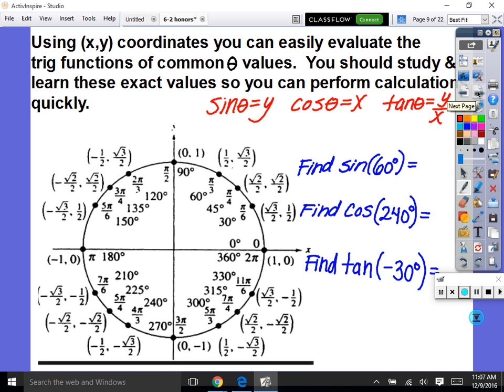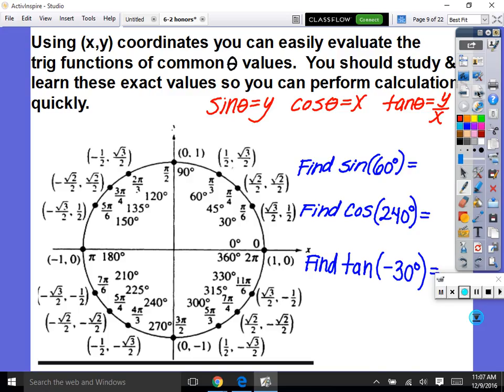Here is the unit circle. Using x, y coordinates, you can easily evaluate trig functions of common angle values. You should study and learn these exact values so you can perform calculations quickly. You're going to have this unit circle memorized, but I'm going to give you a trick to fill it out. Really, once you know quadrant 1, you know the rest of it. You're going to need to have these memorized in calculus. It'll be so useful, like if I say to you, find the cosine of pi thirds, you'll say 1/2, because you have this memorized. Does that make sense?